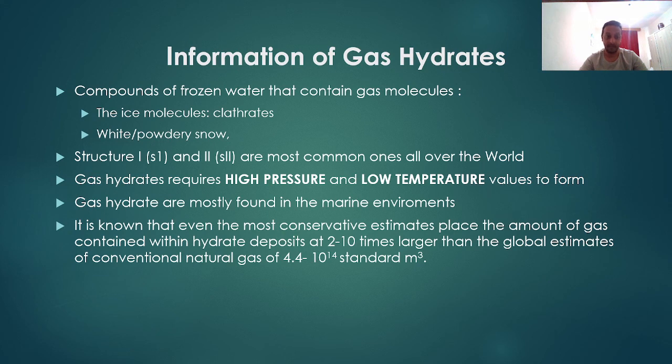And gas hydrate requires high pressure and low temperature. These are the most important values for it to form. Gas hydrates are mostly found in the marine environment. For this reason, it requires low temperature, as it is in the marine or in the ocean.